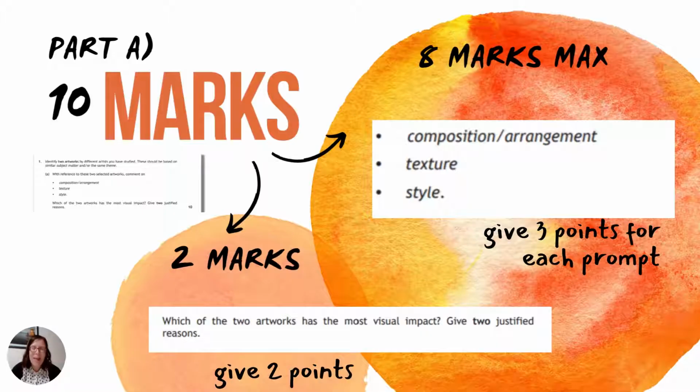Remember not to repeat any of the things that you've already said. So if you're choosing artwork 1, don't mention anything to do with composition or texture or style, because the chances are you'll already have mentioned it in this part up here. Instead, choose another prompt word that you haven't mentioned. So for example, colour or line. That way, you're guaranteed to get the points for those 2 marks at the end, hopefully meaning that you get 10 marks out of 10.